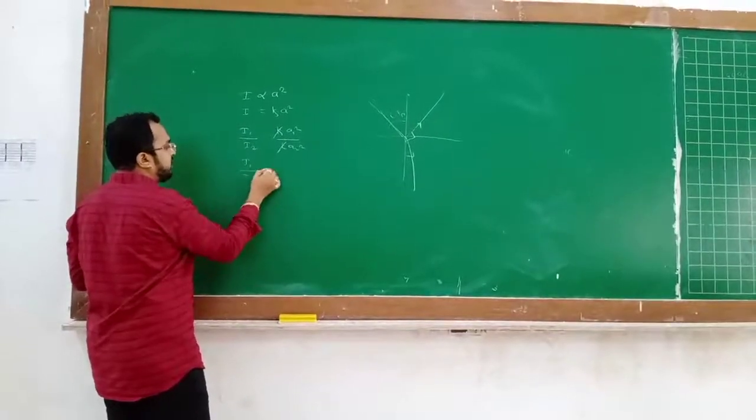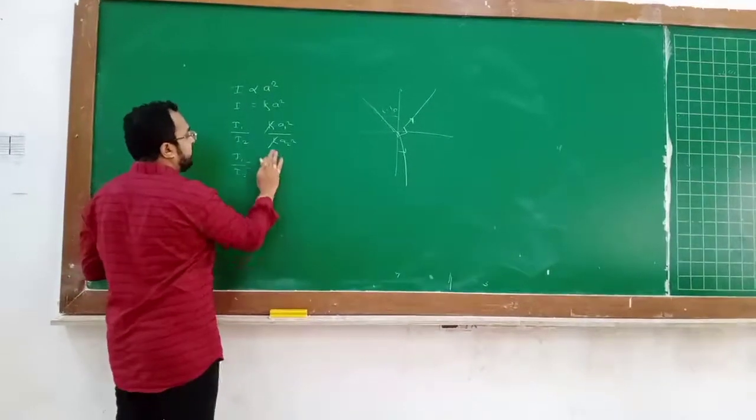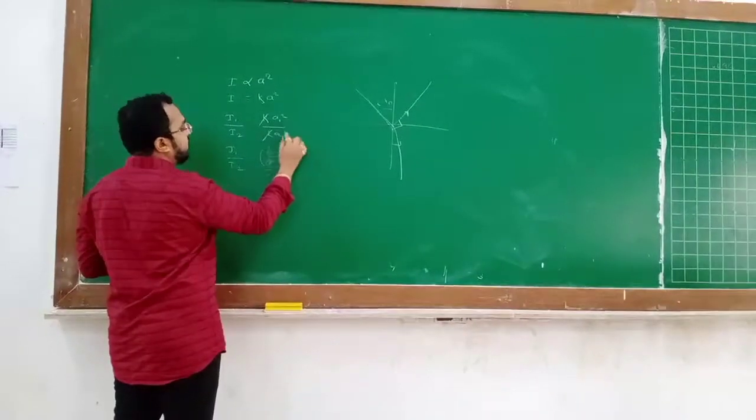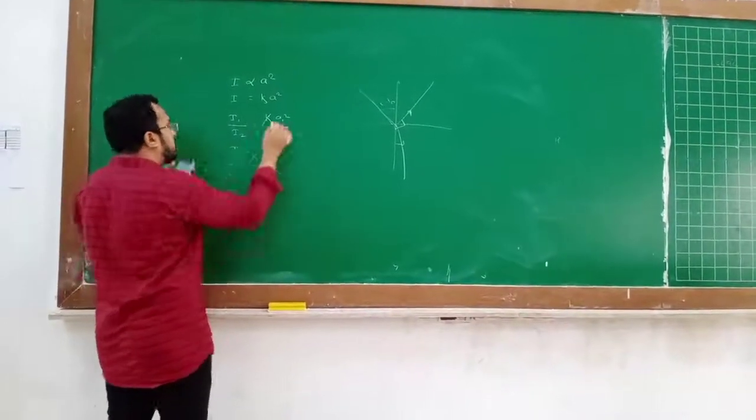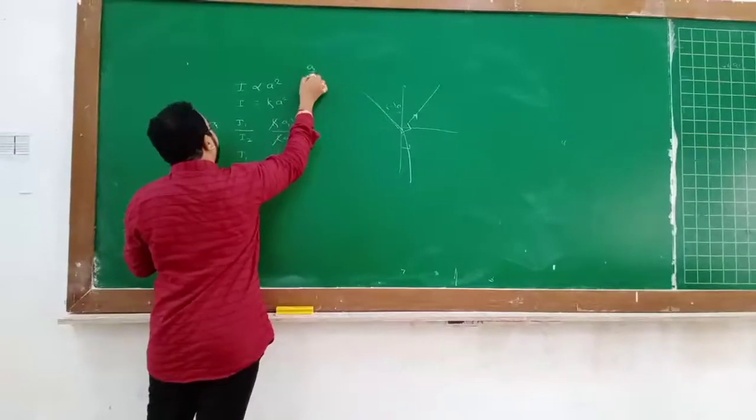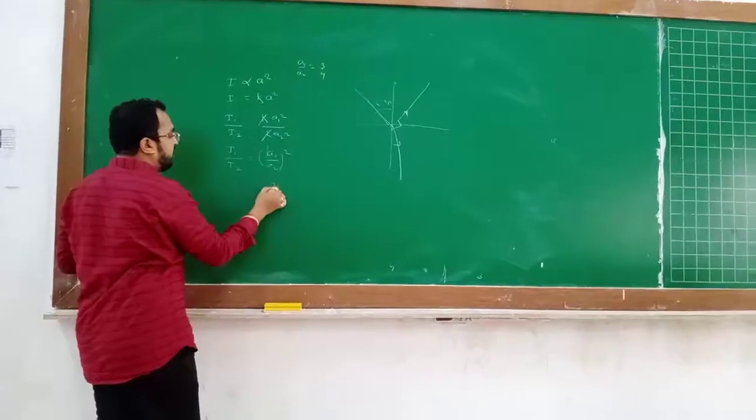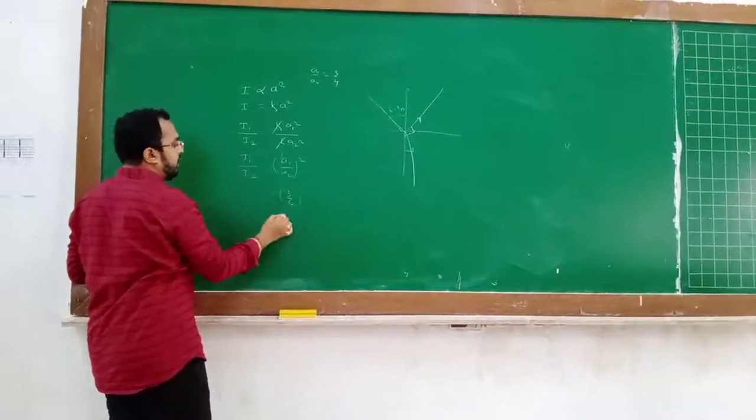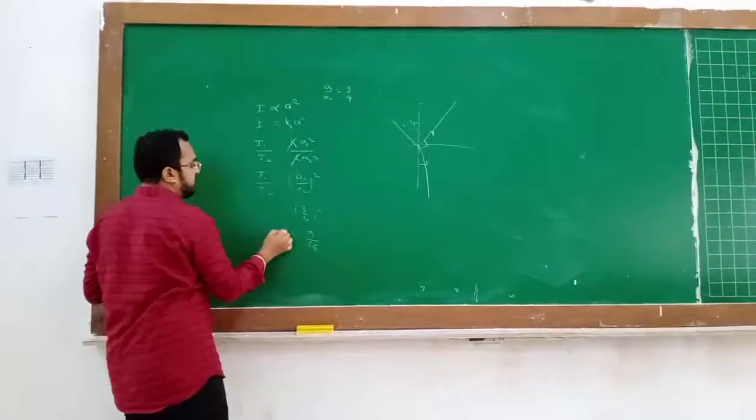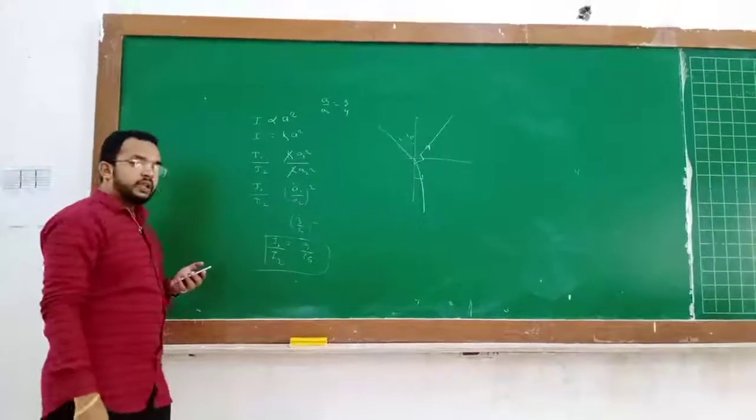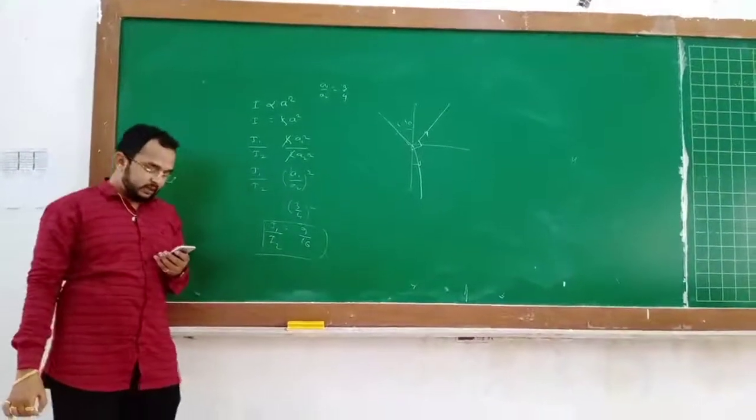Intensity ratio is asked. So we can write this as A1 by A2 the whole square, because A1 square, A2 square. What is given in the question? A1 by A2 is given as 3 by 4. So we can write 3 by 4 the whole square. It will be 9 by 16. This is your answer, 9 by 16. So option C is correct.